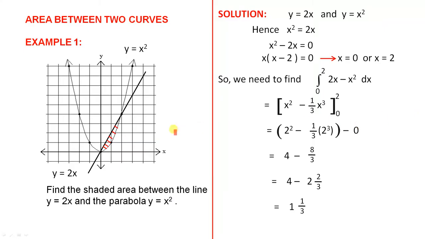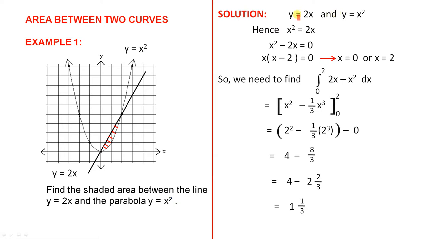Area between two curves. Find the shaded area between the line y equals 2x and the parabola y equals x squared. So there it is here. That shaded area is what we want. So basically our method is that we're going to find the area under the line and we're going to subtract the area under the curve, and that will give us the shaded area.